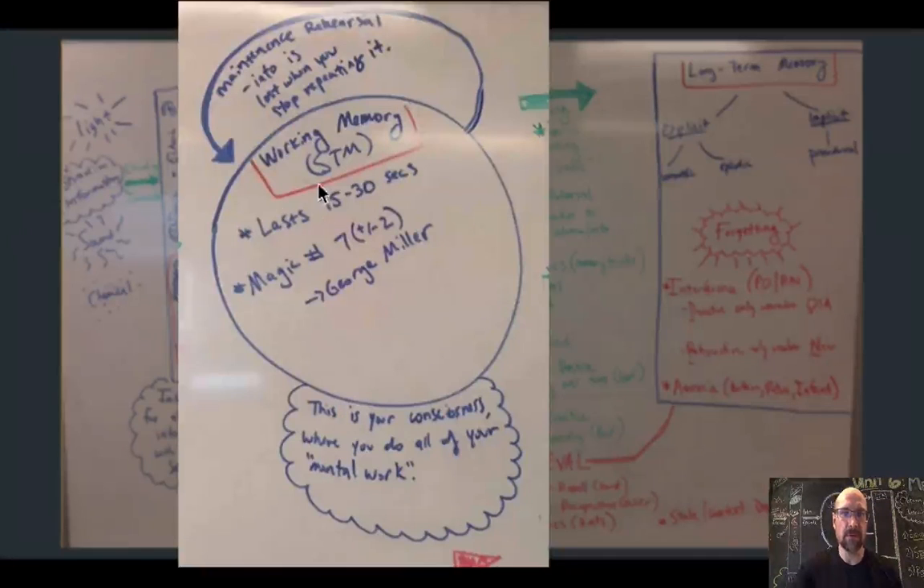Okay, so here you go. You've got your working memory. Short duration, you can keep things in there with maintenance rehearsal. The magic number is 7 plus or minus 2, and this is your conscious mind.